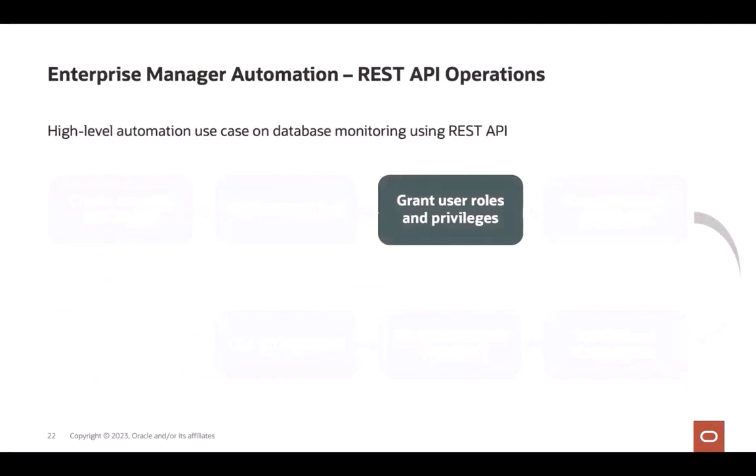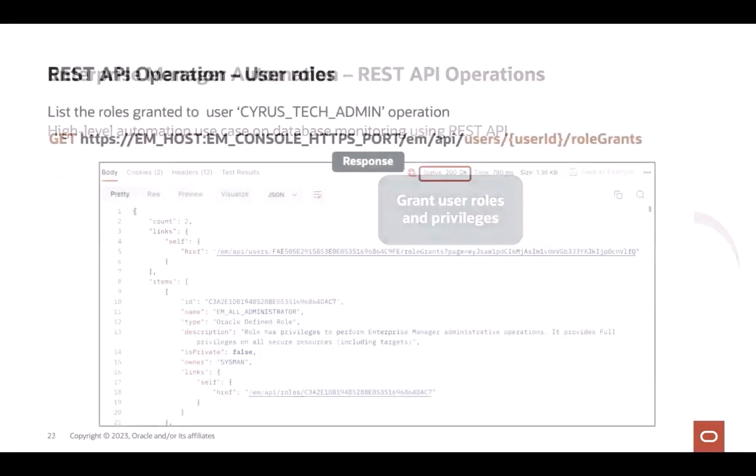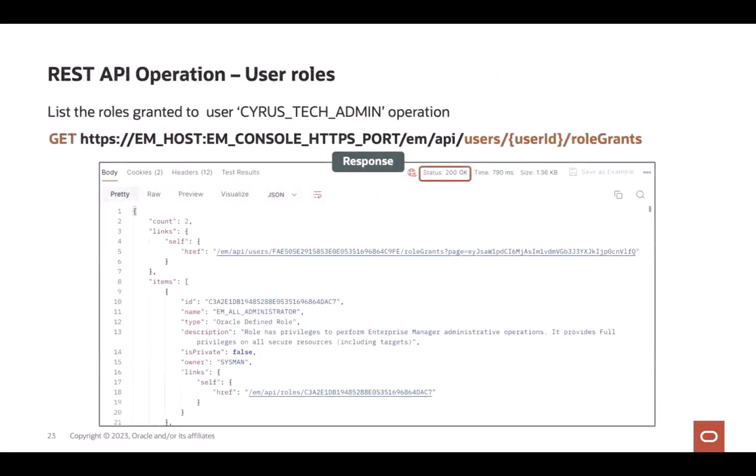As the next action in this use case, we will go over the API to see how to grant roles and privileges to this new user, Cyrus Tech Admin. Before we get into the API for granting the new roles to this user, let me check the current roles granted to this user. To list the roles granted to this user, we will use the get operation, and in the URI, we will use em/API/users, and we will use the user ID of the created user and then the role grants.